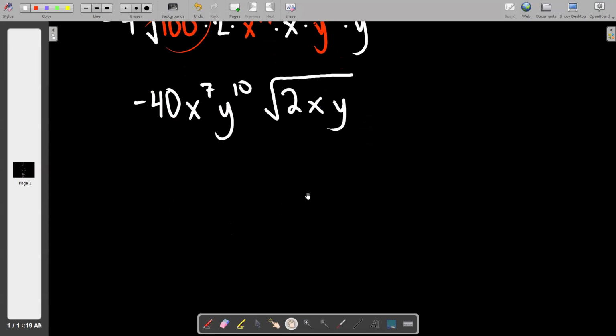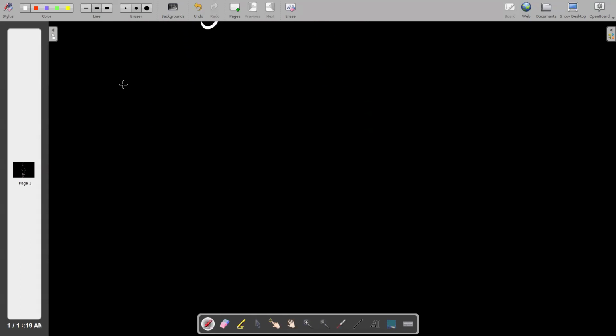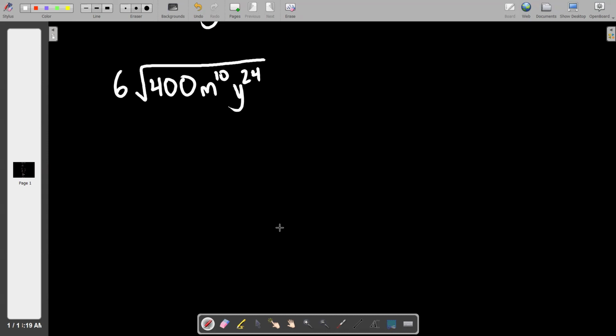Okay. How about this one? Let's do 6 times the square root of 400 m to the 10th y to the 24th. You see any good guys inside the jail? I like that m to the 10th. I like the y to the 24th. Mila? I like the 400 also.